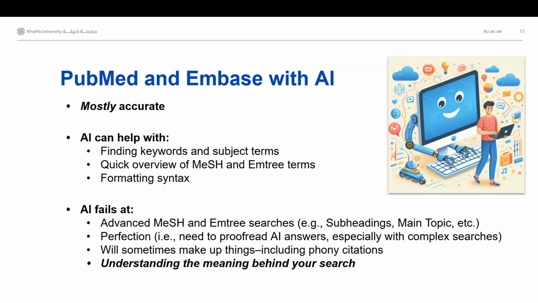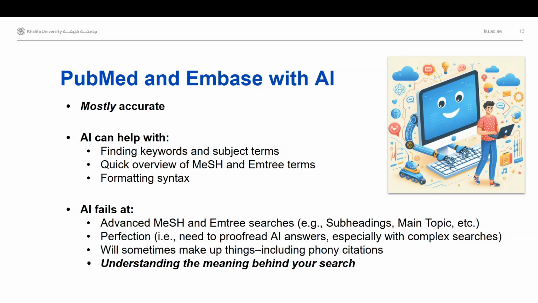Now, what it struggles at or even fails at, I wouldn't trust it really with the MeSH and MTree searches. So it can sometimes help you come up with subject terms, but at the same time, it makes them up. It gives you ones that look like proper terms that actually are not in the databases. And it can't work with those narrower aspects of subject terms like subheadings, et cetera. It isn't perfect. So even though sometimes people want to take the results that it gives you, you're still going to have to proofread what it produces.